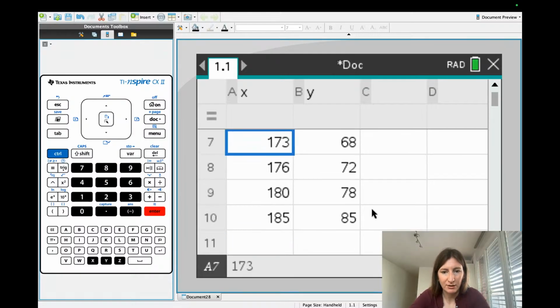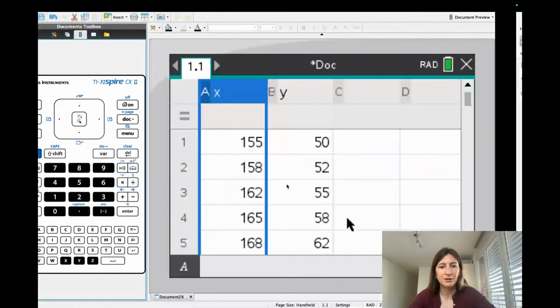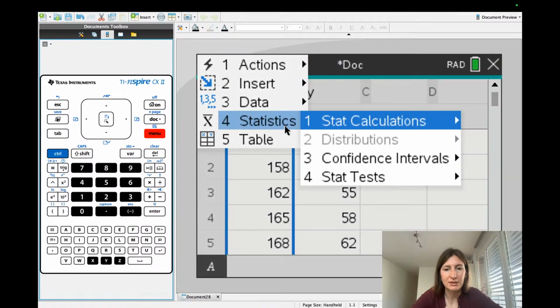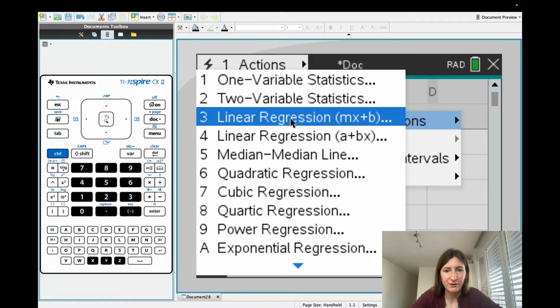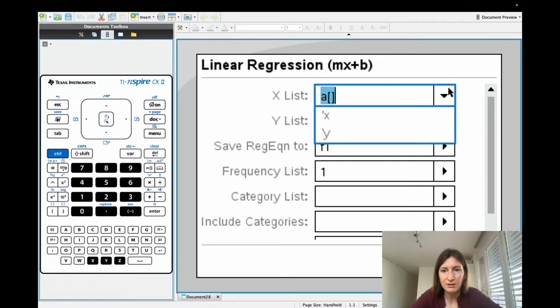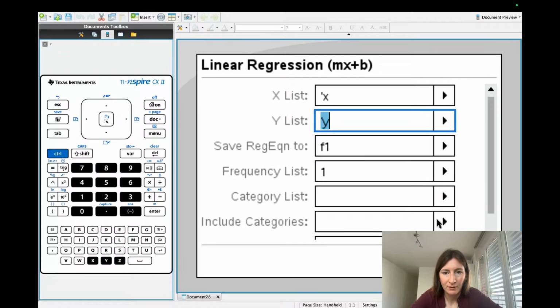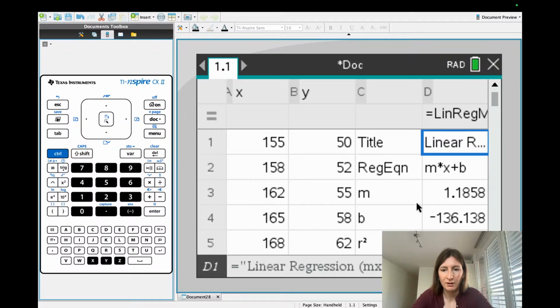So that's a big clue that something in my data went wrong. All right, there we go. So let's go find the equation line. So we go menu, statistics, stat calculations, and we want linear regression. So we're finding M and B. We want X and we want Y. And our results, let's put it in C. All right, there we get it.